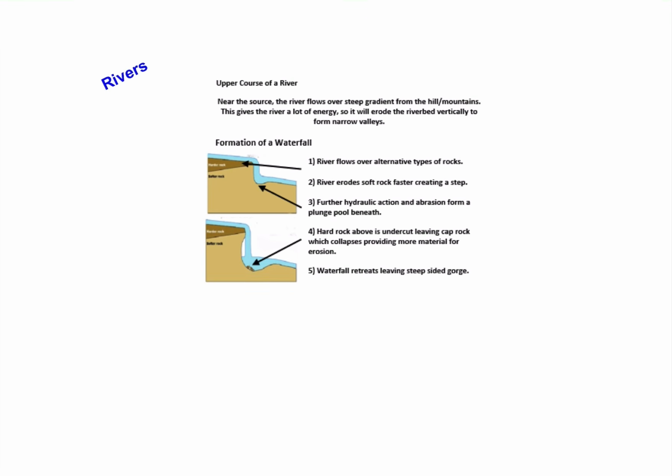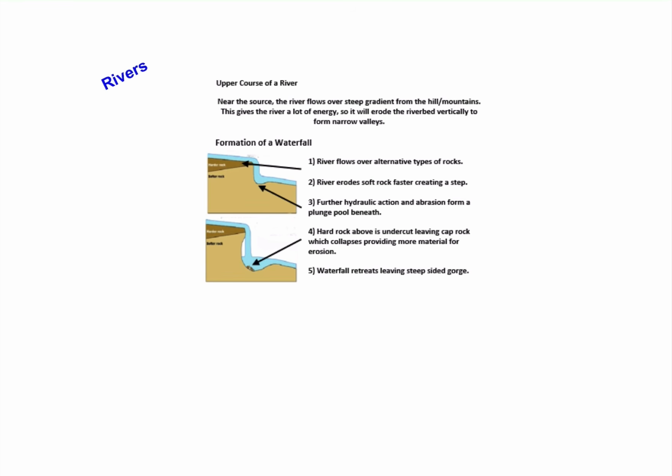So as a reminder, you've got 3 courses of the river. The characteristics of the river change as you move further downstream, and you'll see that now as we go very briefly through these. So near the source of the river, it's quite a steep gradient. This gives the river a lot of energy, so it will erode the riverbed vertically, so I'm going to start to see some narrow valleys.